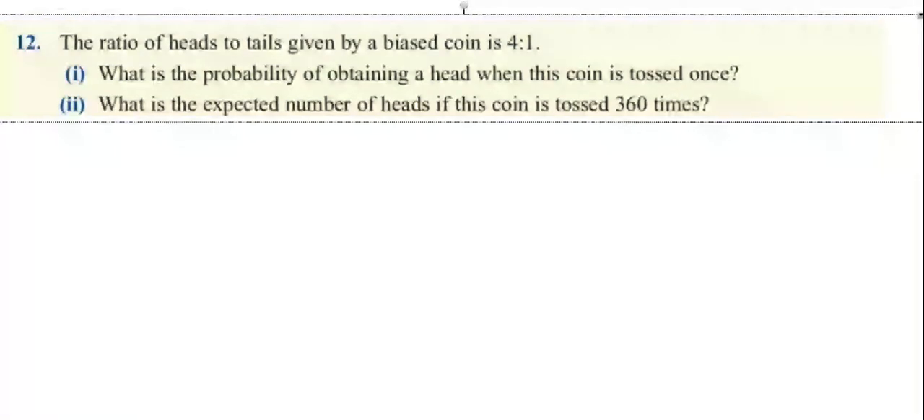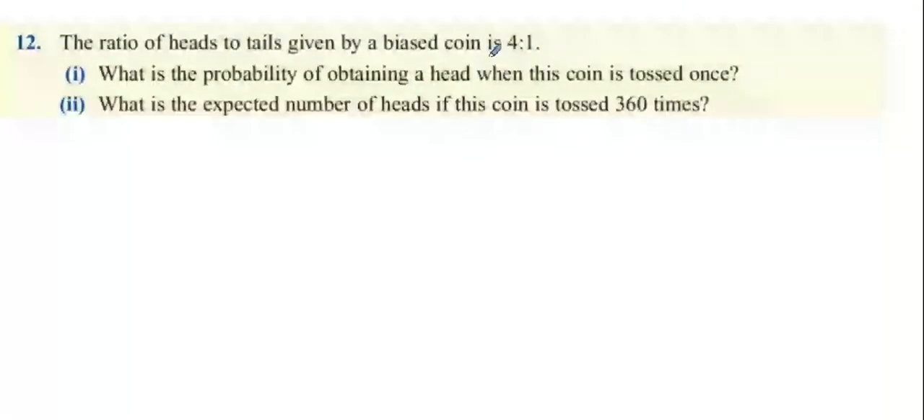Now, the ratio of heads to tails given by a biased coin. So basically, guys, if you were to flip this coin 5 times, what would happen? 4 times out of 5, you're going to get a heads, and 1 out of 5 times, you're going to get a tails. You add the ratios together. Okay? What's the probability of a head?